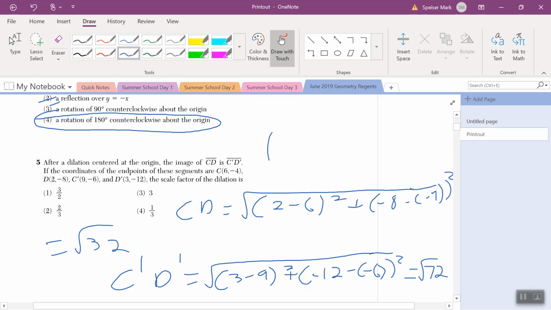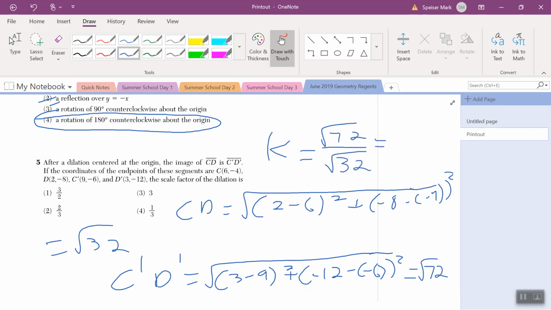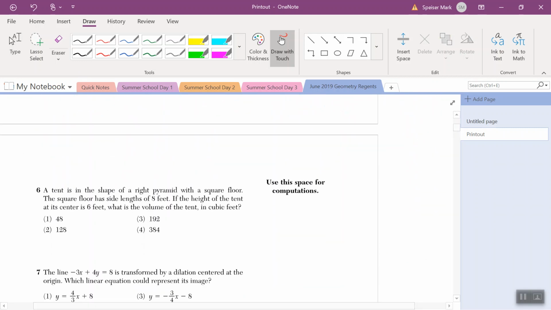Then you find the scale factor, which is k. The image is the square root of 72. The pre-image is the square root of 32. Input in the calculator, it simplifies to 6 over 4, or 3 over 2, which is choice 1. On to question number 6.